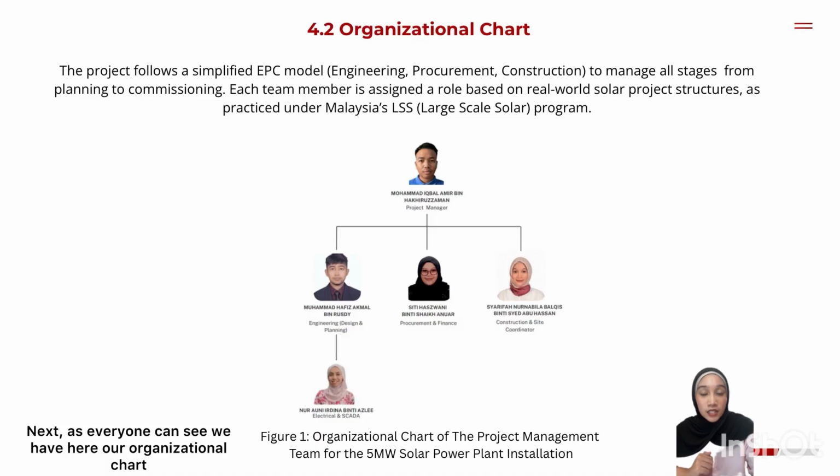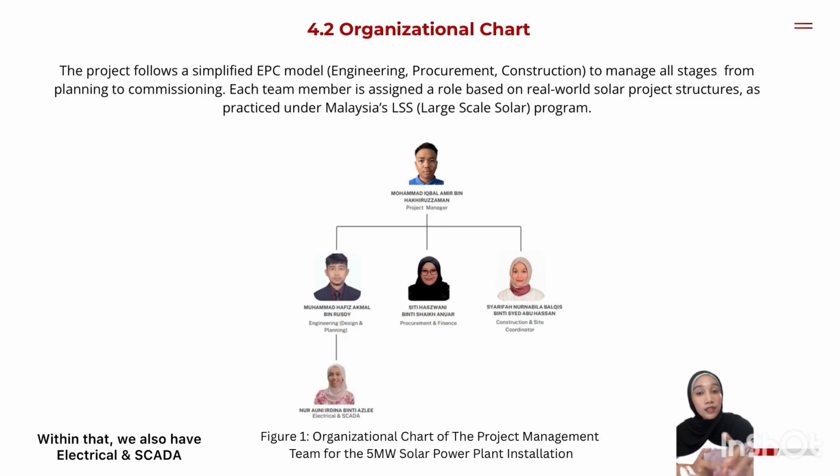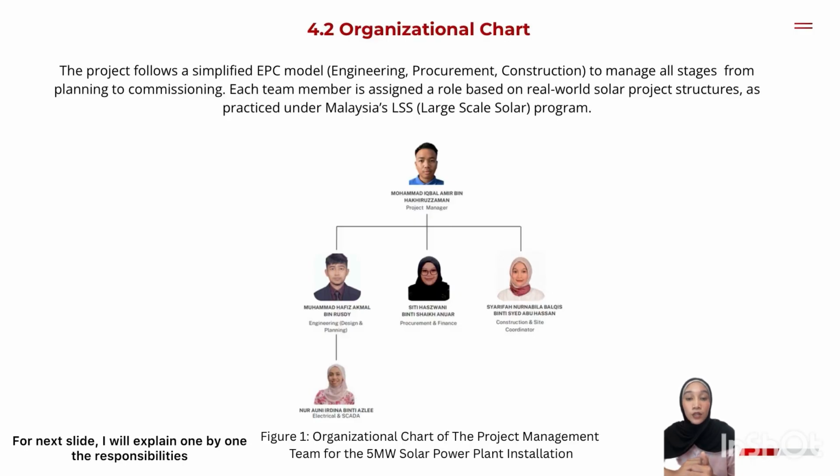Next, as everyone can see, we have here our organizational chart, and from the top we have project manager, then we have engineering for design and planning. Within that, we also have electrical and SCADA, then we have procurement and finance, and lastly we have construction and site coordination. For the next slide, I will explain one by one the responsibilities.